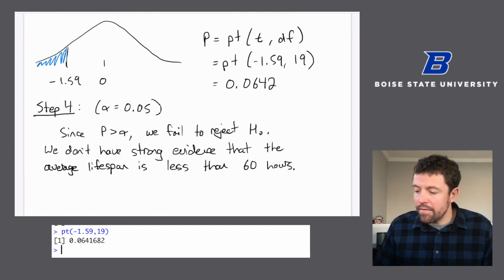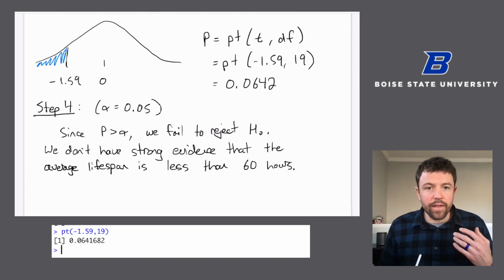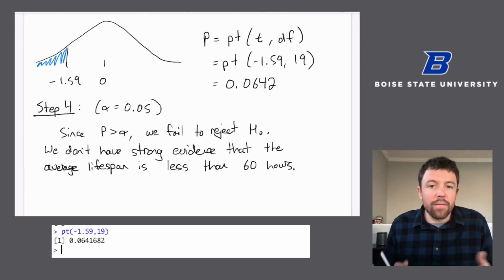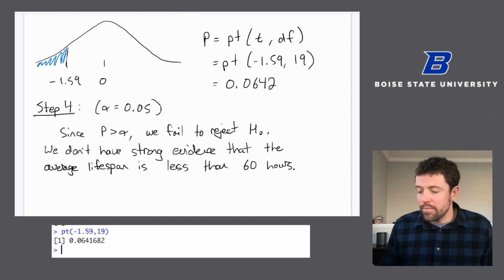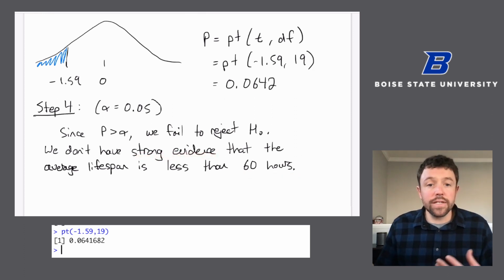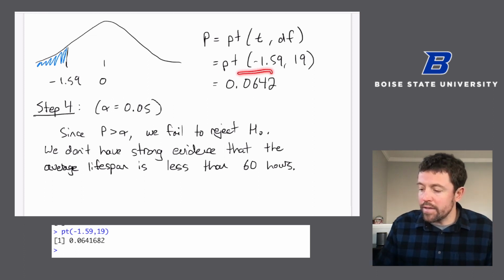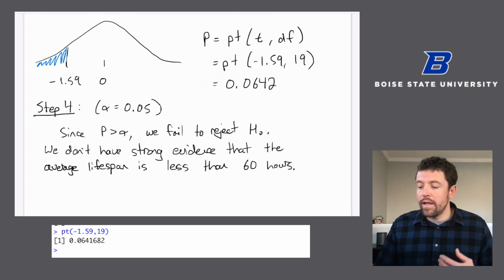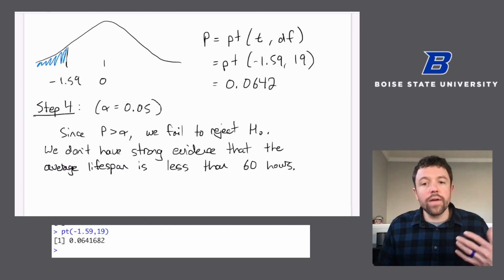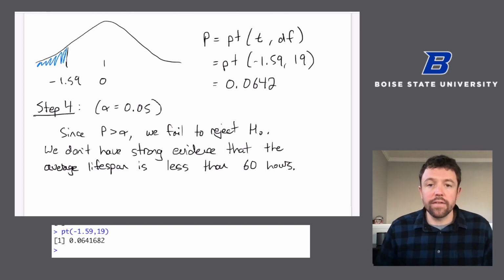What we do have is evidence that's not particularly strong, right? So we don't have strong evidence that the average lifespan is less than 60 hours, even though we do have some evidence. Just really quickly, if we had rejected the null hypothesis, that would have happened if we got a value less than 0.05, then we would say, oh yeah, we do have strong evidence that the average lifespan is less than 60 hours. So we would have a slightly different conclusion.